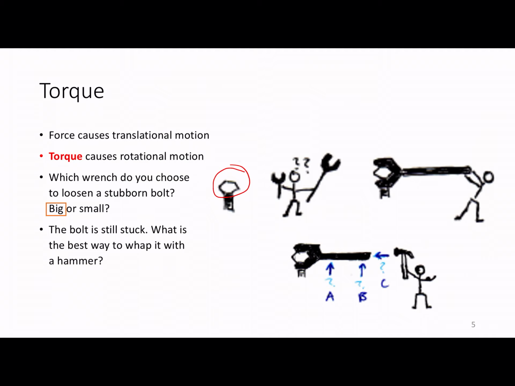So next, imagine the bolt is still stuck. I turn as hard as I can, it's still stuck. So I grab a hammer and I'm going to hit it. I'm going to hit it either at point A, kind of halfway along the wrench, point B near the end, or point C near the end, but hitting inside instead of perpendicular. So which of these is the best way to hit it with the hammer if I want to move that bolt?